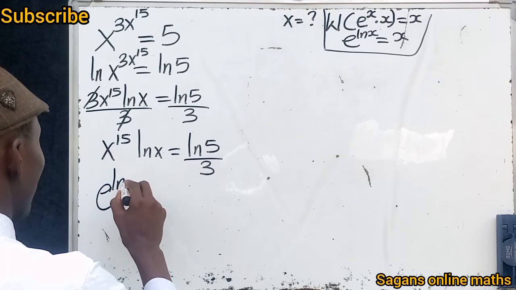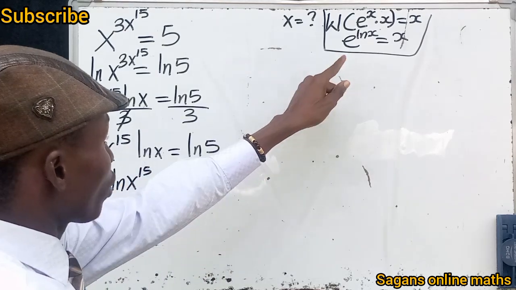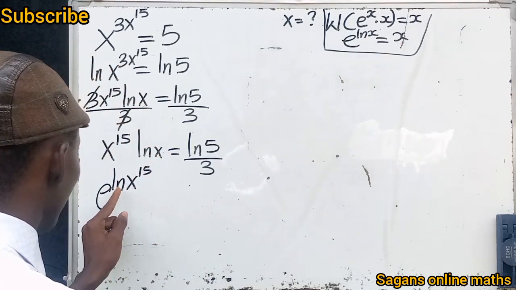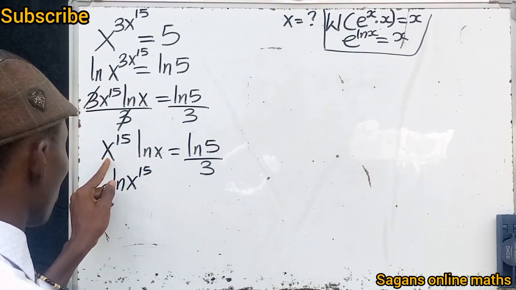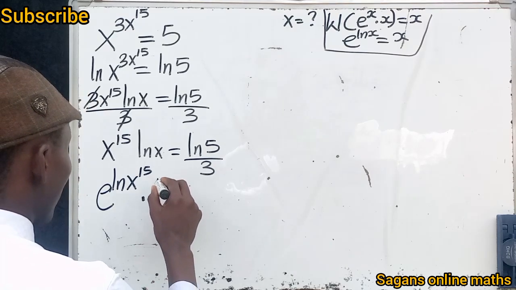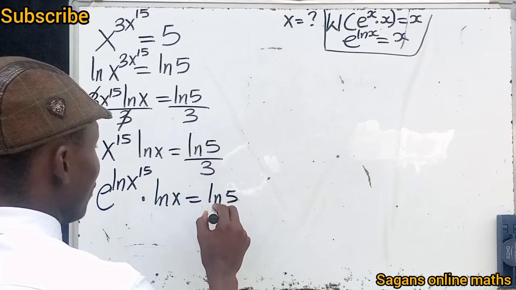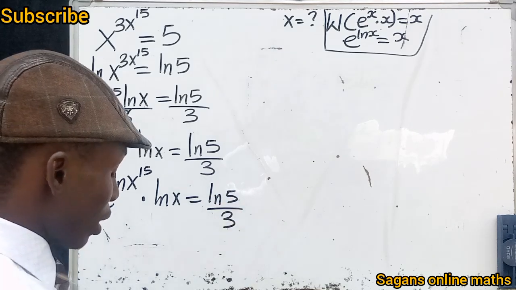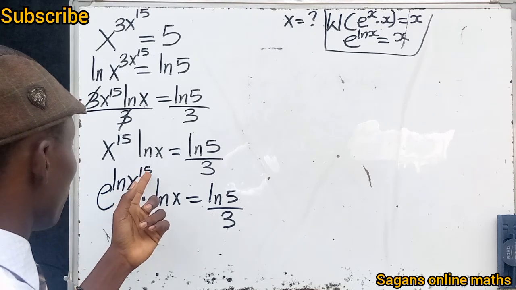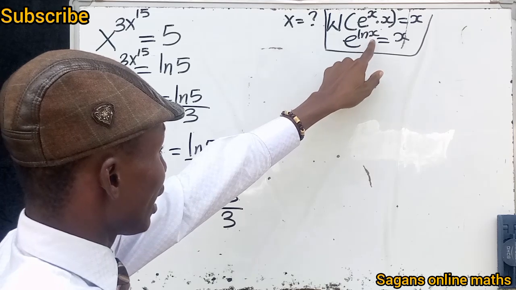I'm not wrong, because from this property, e raised to the power of ln x equals x. That means e raised to the power of ln x to the power of 15 is the same as x to the power of 15. Okay, so I'm not wrong. Then multiply by ln x equals ln 5 divided by 3. Okay, very simple. I know people will be wondering how I got e raised to the power of ln x to the power of 15. Be observant from these properties that e raised to the power of ln x is the same as x.